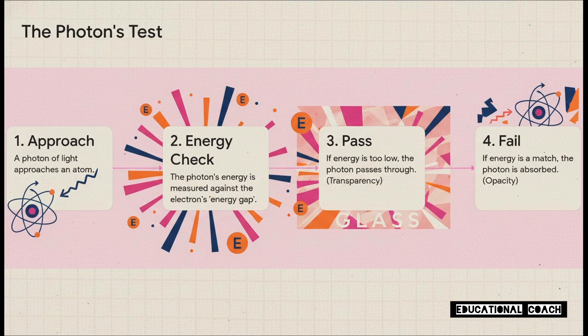Electrons can only exist in very specific energy levels or shells around an atom. To jump up to a higher level, an electron has to absorb a photon. But, and here's the catch, that photon has to have the exact amount of energy needed to make that specific jump. It is an all or nothing deal. If the photon has too little energy or too much, the electron just ignores it, and the photon just sails right on through.